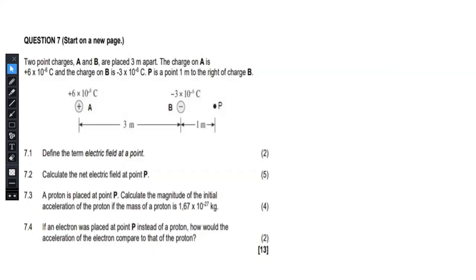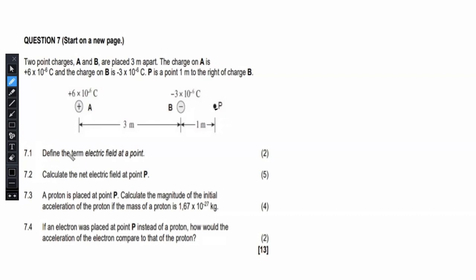Okay, so we have question 7 on electrostatics. It says 2 point charges A and B are placed 3 meters apart, as we have been shown here. The charge on A is positive 6 times 10 to the exponent of negative 6 coulombs, and the charge on B is negative 3 times 10 to the exponent of negative 6 coulombs. P is a point 1 meter to the right of charge B. So point P here is what we call a positive point charge.